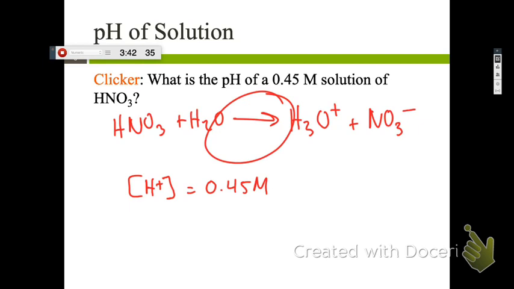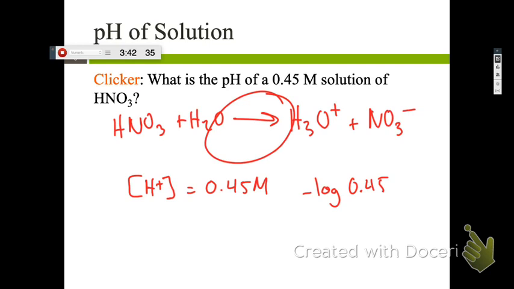So then what's the pH of the solution? How do we figure that out? Negative log of 0.45. Take a guess what ballpark that's going to be in. Is it going to be 7? Is it going to be lower than 7 or higher than 7? Lower. Why?